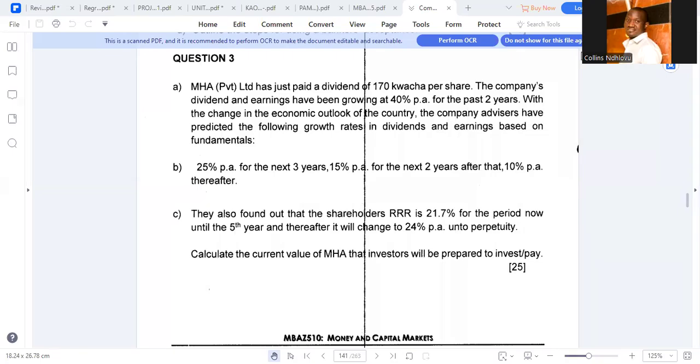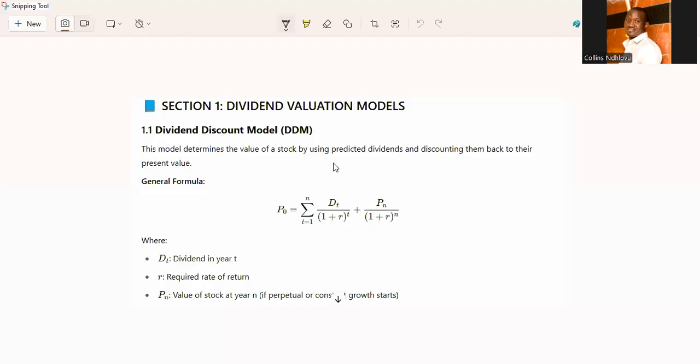Welcome to our class, Money and Capital Markets. So we are going to look at question number 3 on the dividend models. Before we answer question number 3, we'll just go through a recap of the classes that we've had. So we're going to look at dividend valuation models.